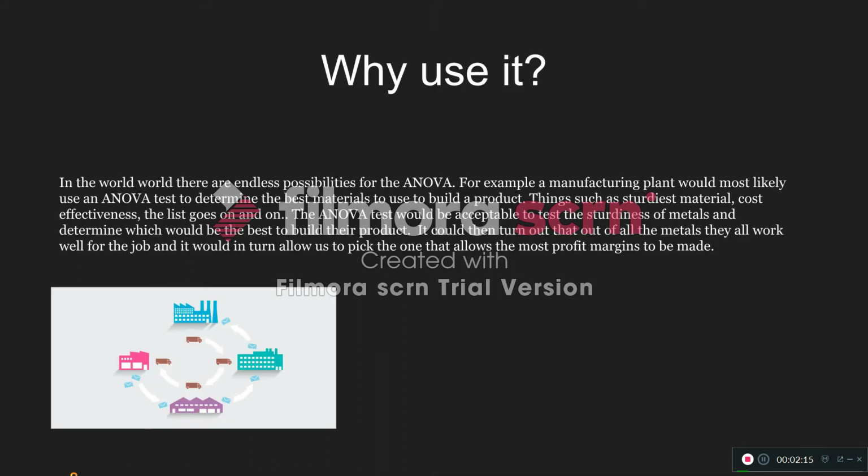Now, why exactly do we use the three-way ANOVA? The three-way ANOVA is a test simply to find out if the data obtained from an experiment, survey, or so on are all statistically significant. Essentially, they help us determine if it is appropriate to reject or fail to reject a null hypothesis.